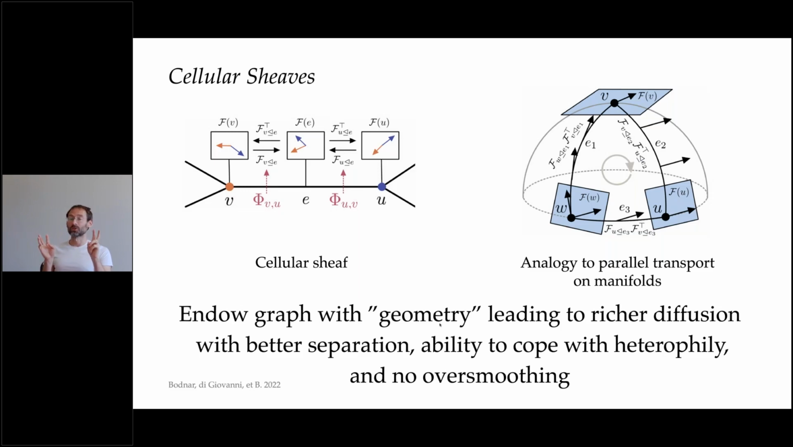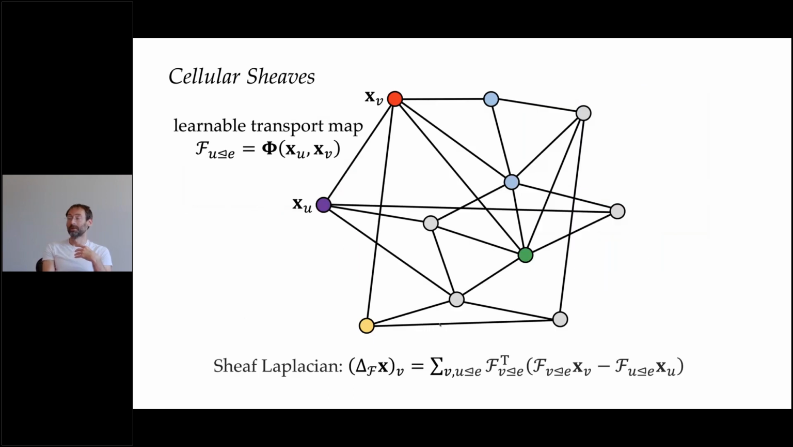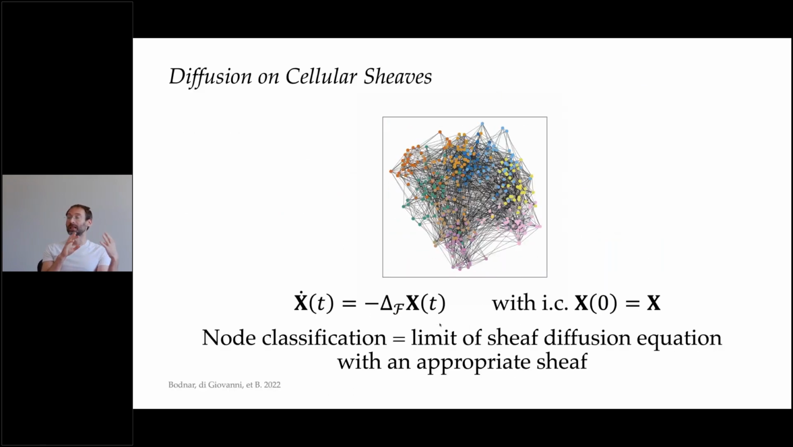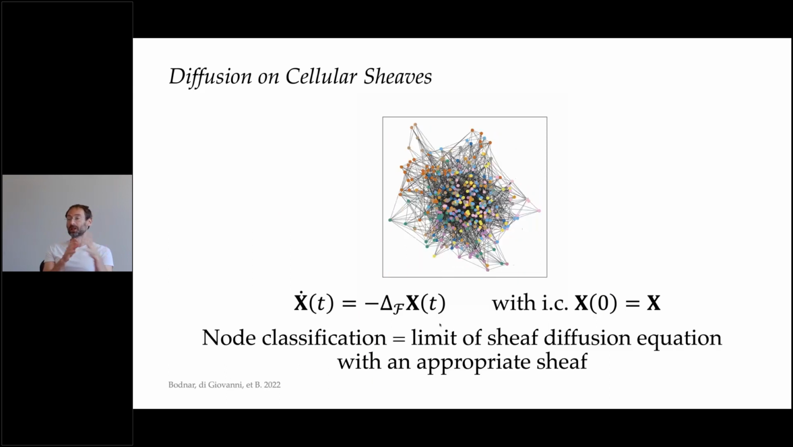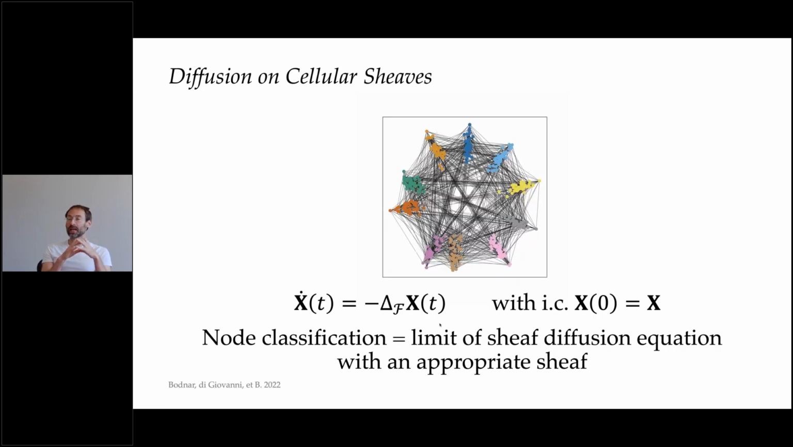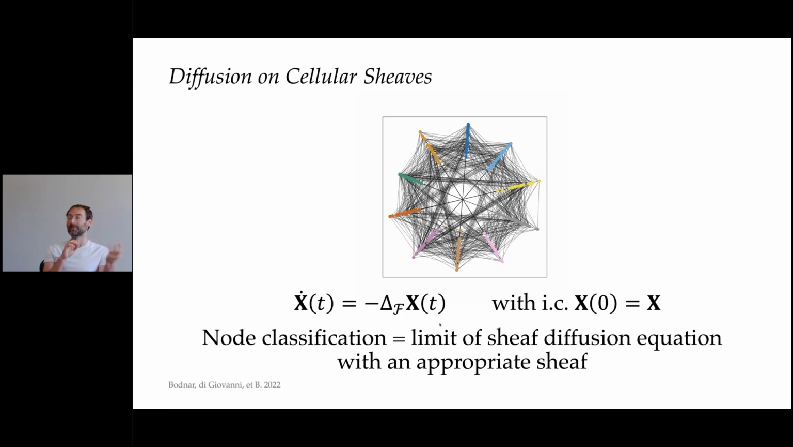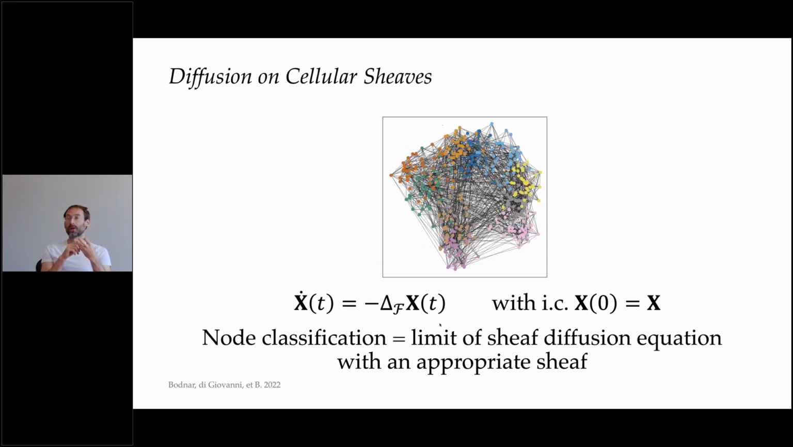Basically it allows us to equip the graph with geometry, so that if we consider a diffusion equation on such a construction, it has much richer properties, and it can avoid certain phenomena such as oversmoothing or problematic behavior in the case of heterophilic datasets. Basically we can look at the limit of the diffusion equation on the sheaf with some initial conditions and pose the classification as whether in the limit we can separate certain node classes.